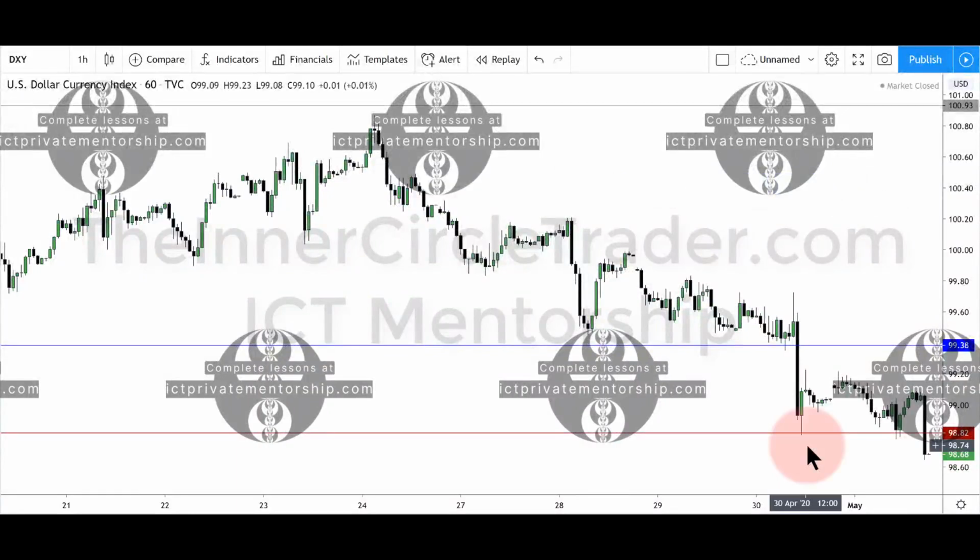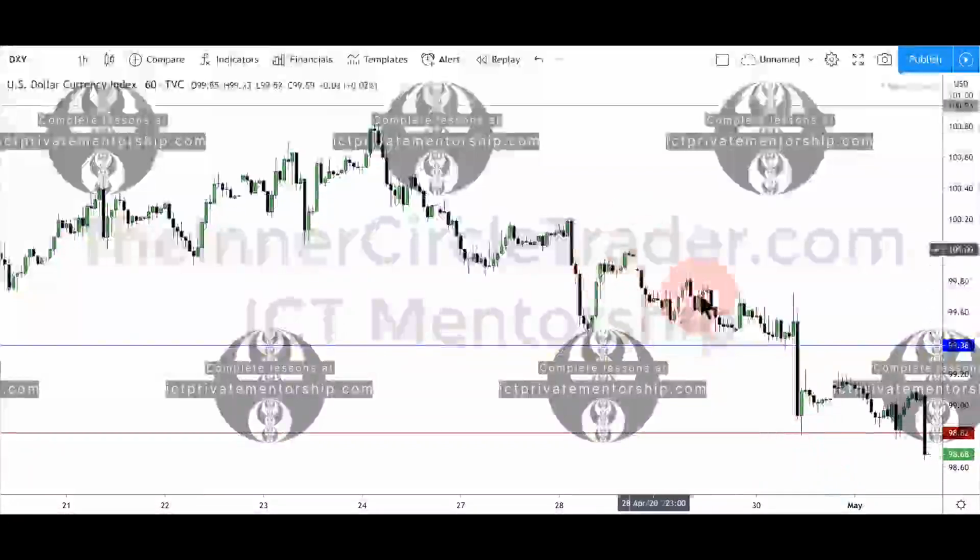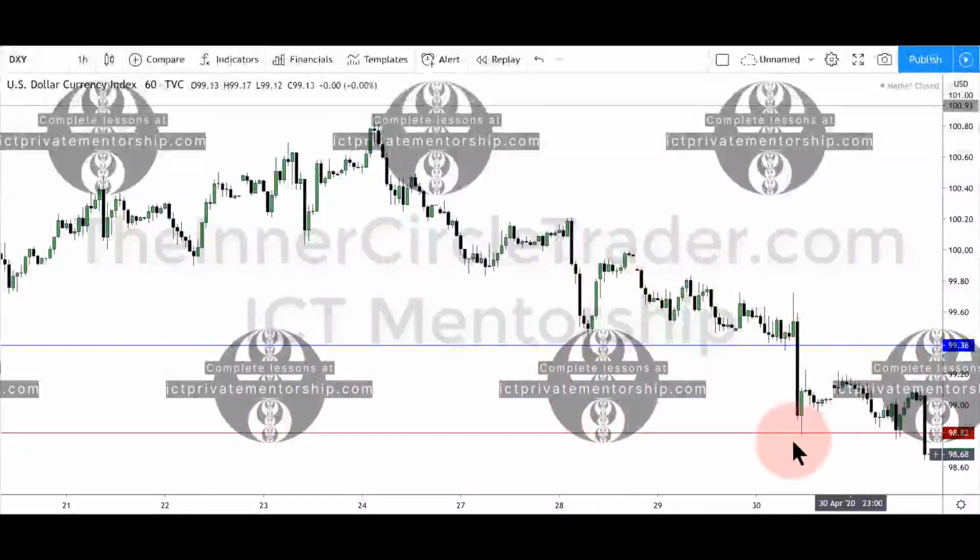Here's the hourly chart for the dollar index, and the red line is that old low on the daily chart. That's where I had my icon, the little eyeball, drawing your attention to where we would be looking for it to trade to, back here on Wednesday. So we were looking for it to trade down through and reach for the liquidity.